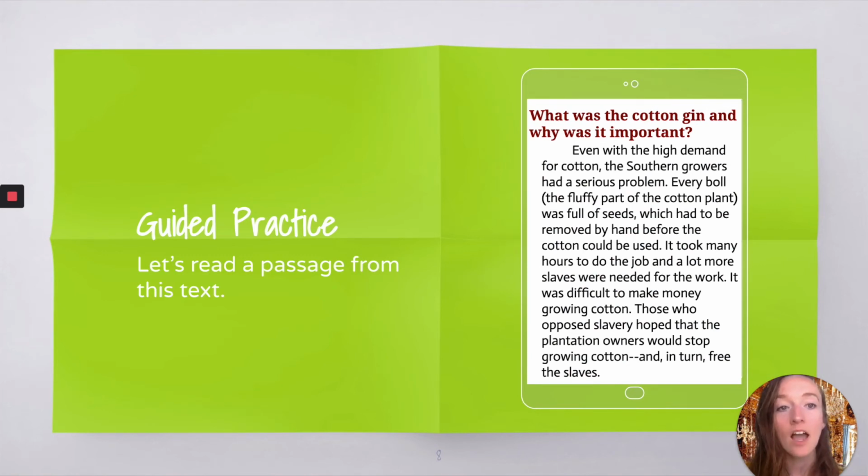What was the cotton gin and why was it important? Even with the high demand for cotton, the southern growers had a serious problem. Every ball, the fluffy part of the cotton plant, was full of seeds, which had to be removed by hand before the cotton could be used. It took many hours to do the job, and a lot more slaves were needed for the work. It was difficult to make money growing cotton. Those who opposed slavery hoped that the plantation owners would stop growing cotton, and in turn, free the slaves.